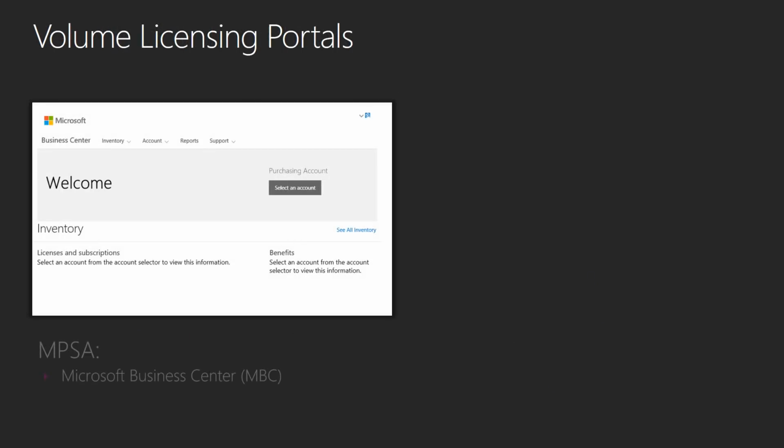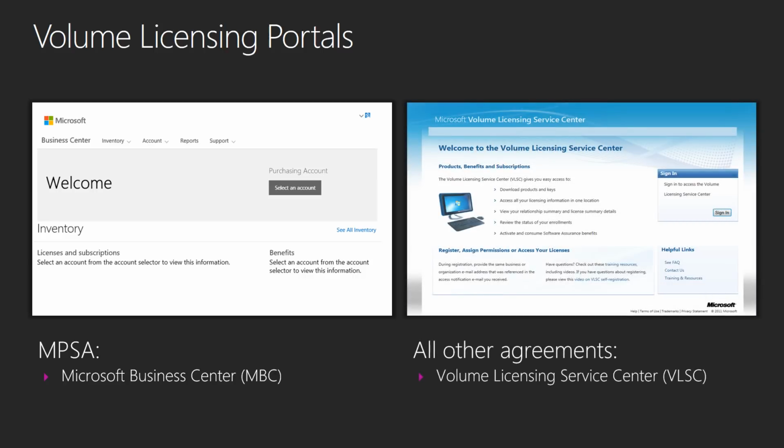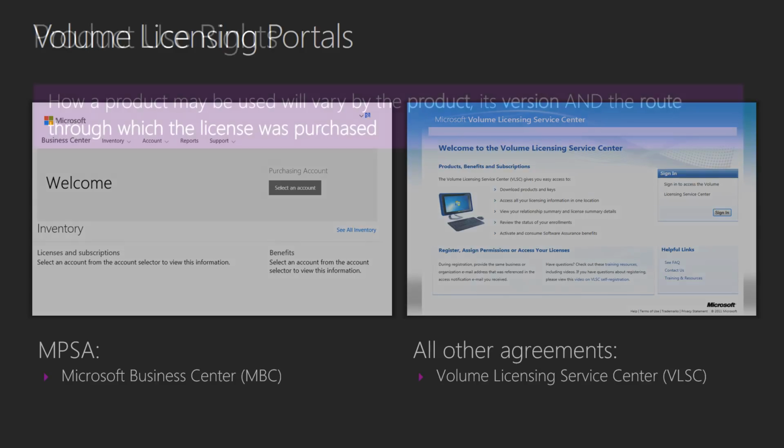First of all, there's the Microsoft Business Center, which is the portal that customers who have an agreement called the Microsoft Products and Services Agreement, or the MPSA, use. Then there's the VLSC, the Volume Licensing Service Center, which is for customers who have every other type of volume licensing agreement. And what do customers use these portals for? Well, it's where they can access all their licensing information in one place. So they can view their purchases, download software, find product keys, and see their agreement renewal dates, etc.